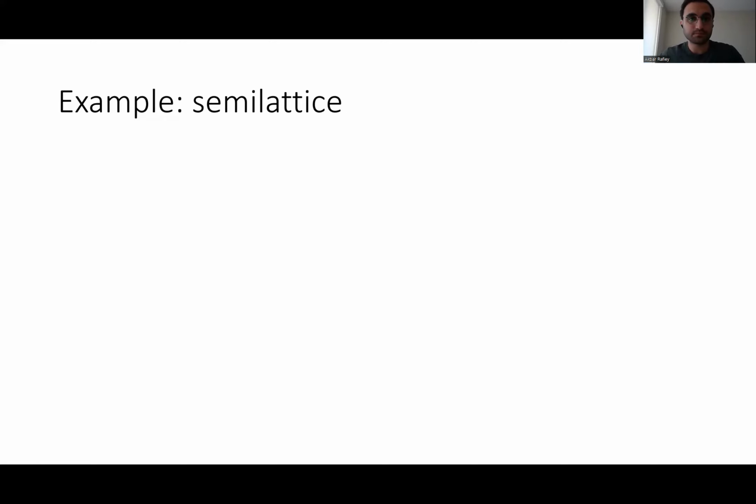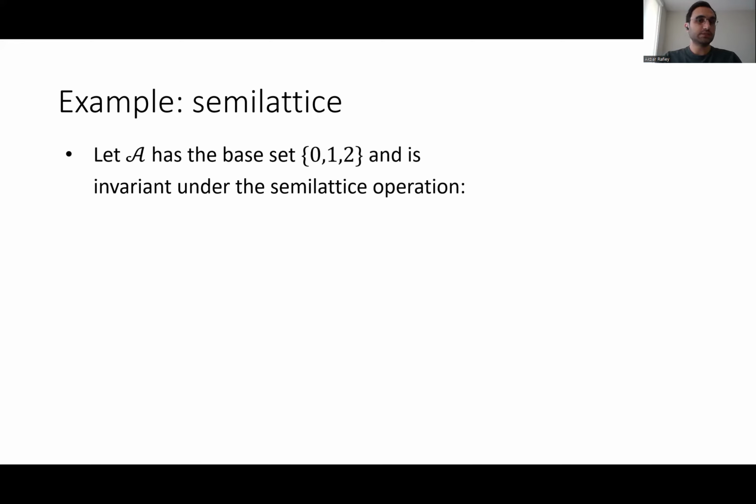Let's see an example. Hopefully it gives us more intuition about what is going on. I am considering a semi-lattice case. We have a base set {0, 1, 2}, and then we have a semi-lattice operation which says 0 is less than 2, 1 is less than 2, and there is nothing between 0 and 1. They are incomparable.